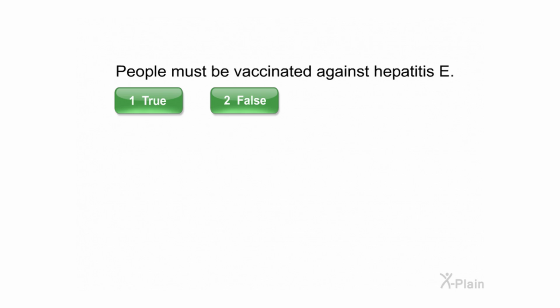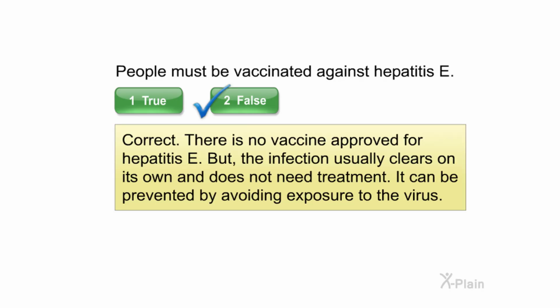People must be vaccinated against hepatitis E. Select true or false. Correct. There is no vaccine approved for hepatitis E, but the infection usually clears on its own and does not need treatment. It can be prevented by avoiding exposure to the virus.